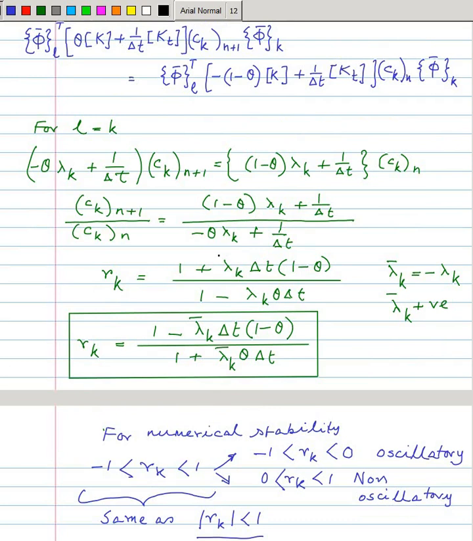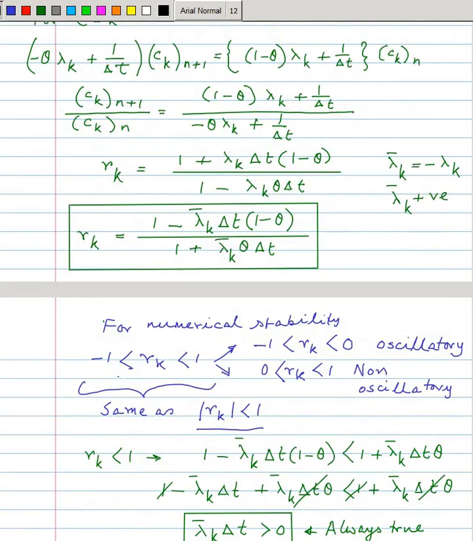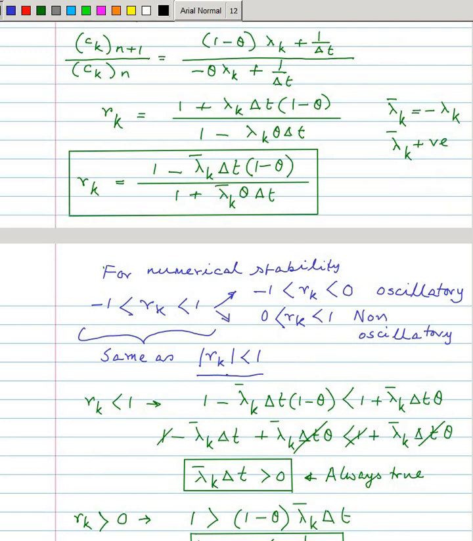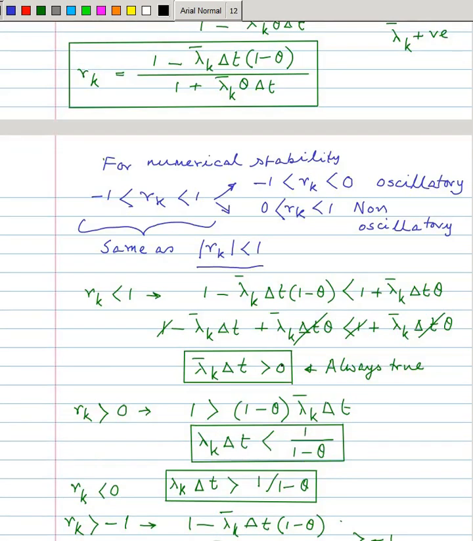So this is R_k, and since lambda_k is negative, we take lambda_k bar, which is minus lambda_k. So lambda_k bar is positive. We replace it here because it is convenient to think in terms of a positive lambda_k bar. And for numerical stability, your R_k has to be between -1 and +1. If it is between -1 and 0, it is oscillatory stability, and if it is between 0 and 1, it is non-oscillatory stability. So this is the same as saying that the modulus of R_k is less than 1.